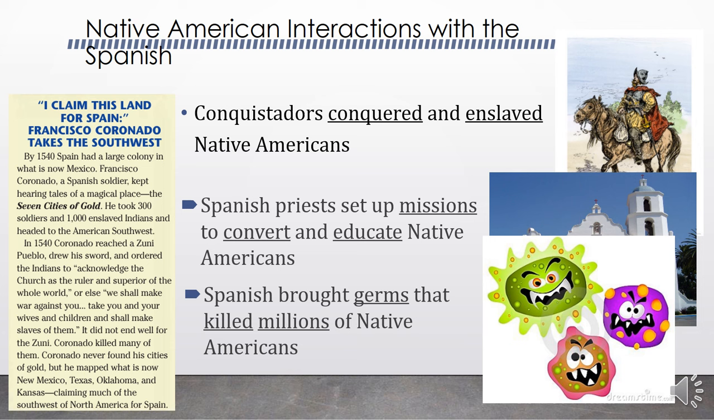He was looking for a magical place called the Seven Cities of Gold. He is one of those conquistadors who did enslave Native Americans, and he brought 1,000 enslaved Indians with him, along with 300 soldiers, into the American Southwest looking for this golden city. He never found it, but he did bring his priests with him, and as he went from village to village, he forced a lot of the Native Americans who lived there to convert to Catholicism. He did not find the City of Gold, like I said before, but he did map out what is now New Mexico, Texas, Oklahoma, and Kansas, and he claimed all of that land.